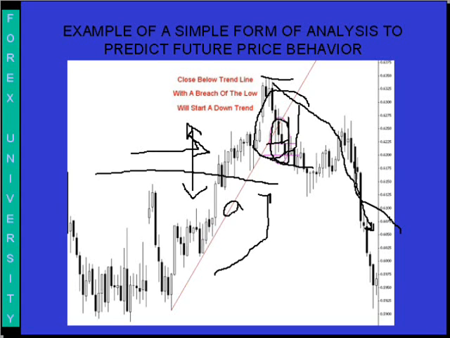Market analysis is much more to it than this. I'm just trying to give you a very basic view of what I'm talking about when I say we analyze price and time and its behavior to determine future price over time.